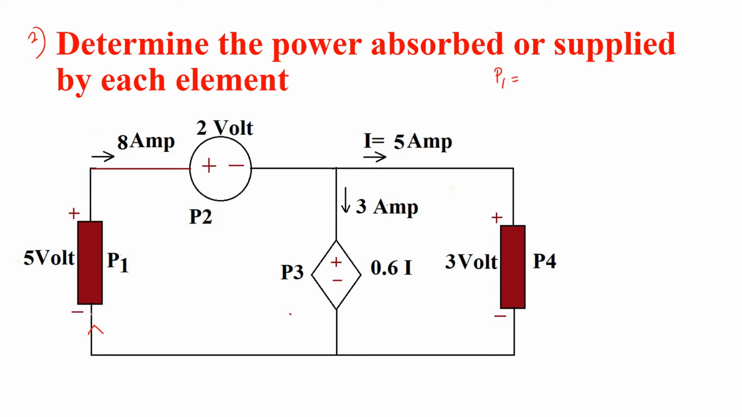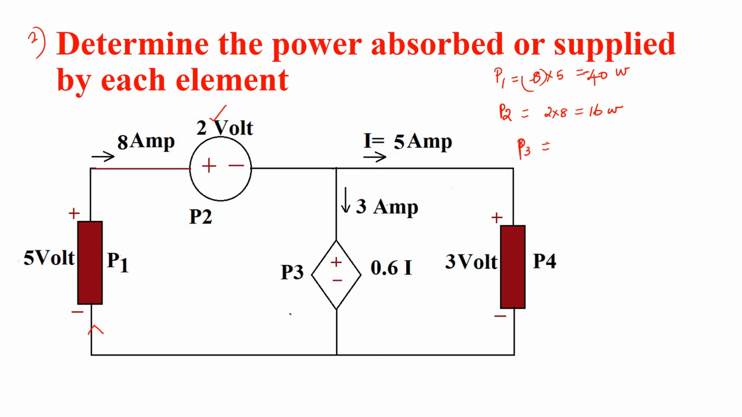Current is entering into the negative terminal. So the value is minus 8 into 5, that is 40 watt. That is minus 40 watt. Then consider P2. For P2, the voltage is 2 volt. The current is 8 ampere. The current is entering into the positive terminal, or power is absorbed here. And it is entering into the positive, so the value is also positive. 2 into 8, that is equal to 16 watt.